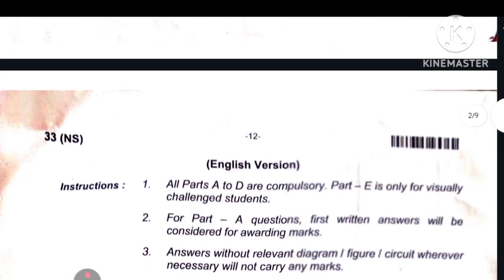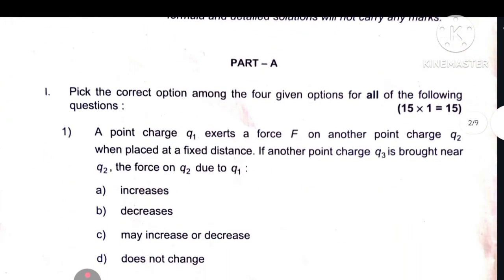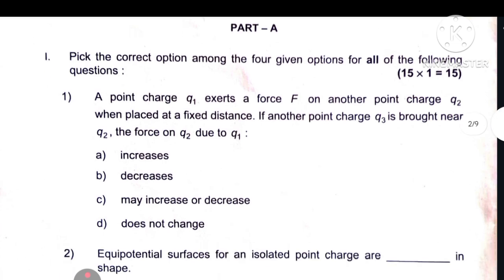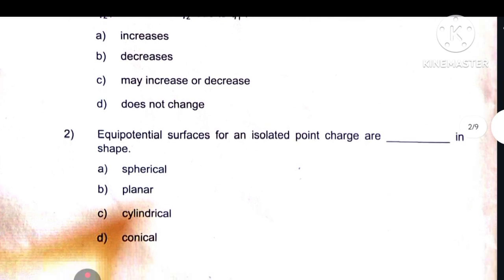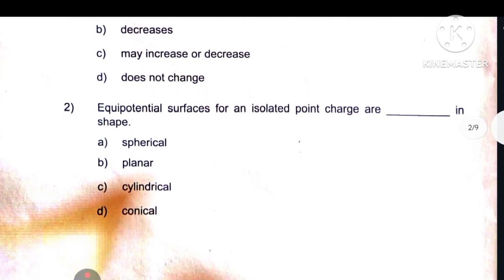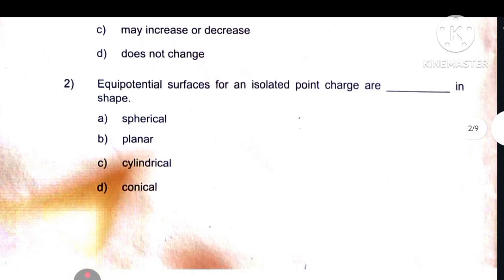So start with the video. The first question they ask: pick the correct option among the 4 given options for all the following questions. Means for all the following questions, choose the correct answer. They ask: a point charge Q1 exerts a force F1 on another point charge Q2 when placed at a point distance. These are all the questions. I will discuss all the answers also. I will just read the questions now at the beginning, then I will discuss the answers related to each and every question.